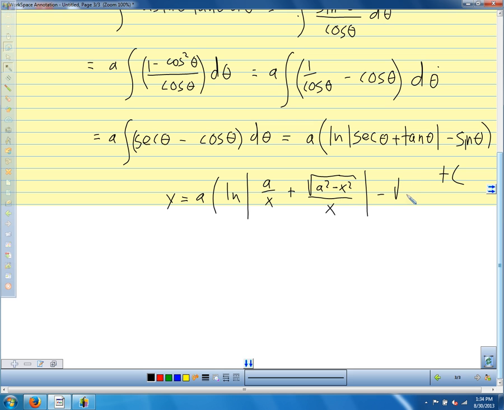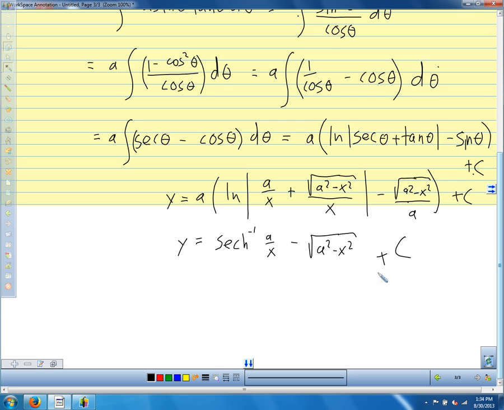minus square root of a squared minus x squared over a, plus c, which I can multiply by the a. We're not taking the natural log of this term, we're only taking the natural log of this absolute value here. So finally, this simplifies to y equals a times inverse hyperbolic secant of a over x minus the square root of a squared minus x squared plus a c. So this one took a little more work using trig substitution, recognizing this quantity as inverse hyperbolic secant of x over a from our definition, and we get the equation of a tractrix, or a pursuit curve.